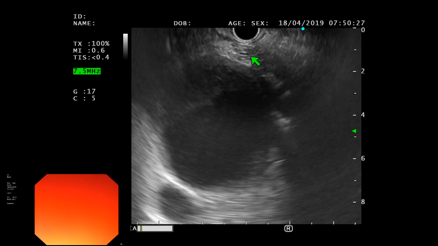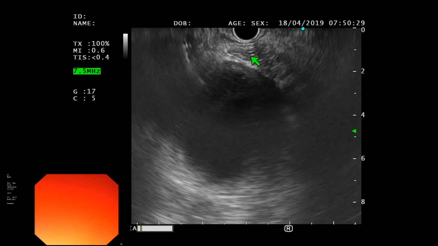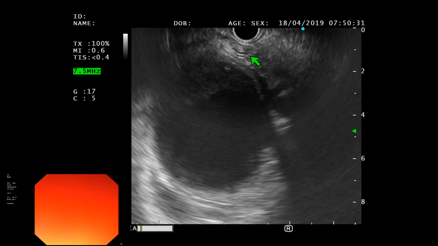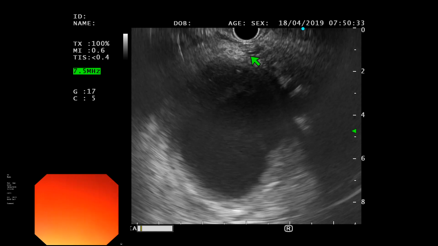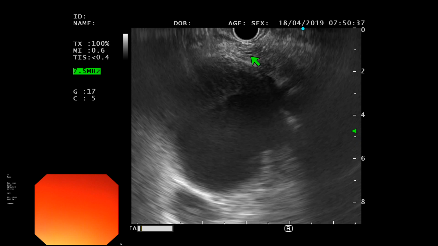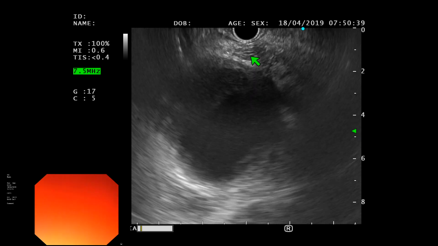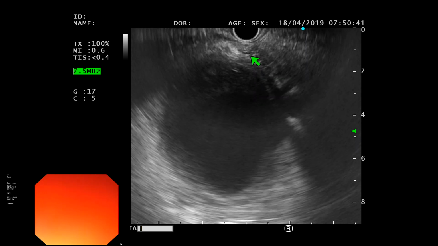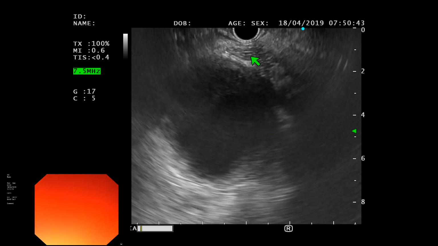What I'm doing is my scope is still in a stable position. Can you appreciate that my right hand is completely free and my scope is still quite stable? The only time I use the right hand is when I have to maybe torque a little bit or push the scope.